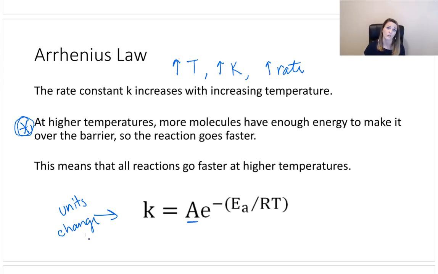We know that the units change on your rate constant, so you need to look at the order. Is it 0, first, or second order, and what time component? Seconds, minutes, days, what are we looking at? Like I said, we'll come back to A in a second. EA is your activation energy. We already drew that out, so you know what that looks like.